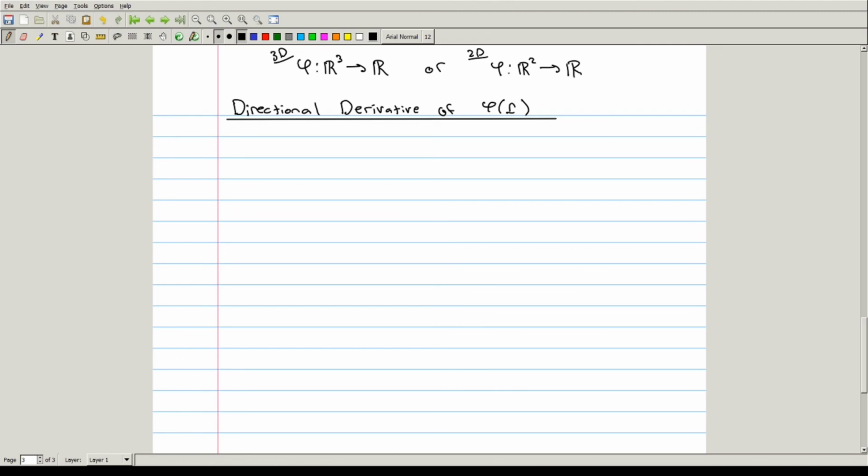You can think of the stereotypical example being the temperature as a function of position, or the pressure being a function of position. The main idea is that we're going to consider a point R in the domain, and a unit vector u hat representing a direction in the domain.